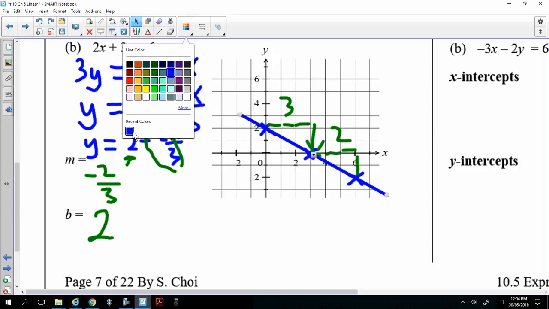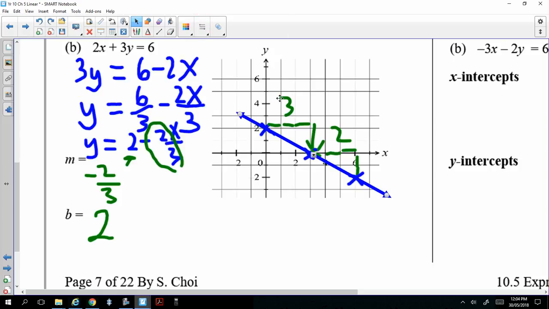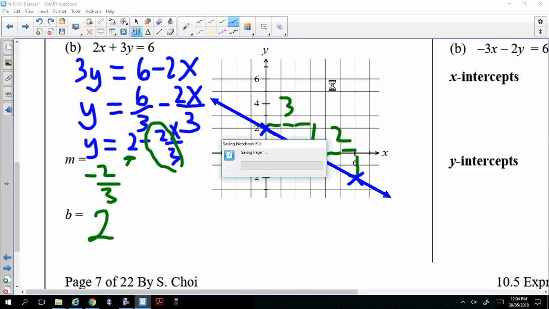Okay, and put arrows on both ends. Okay, like this. Alright, so the line is drawn. Alright, any questions? Okay, after we do this, we can now draw other graphs.